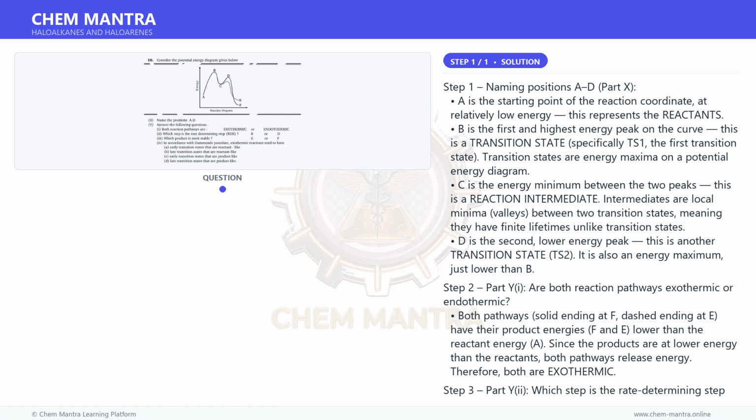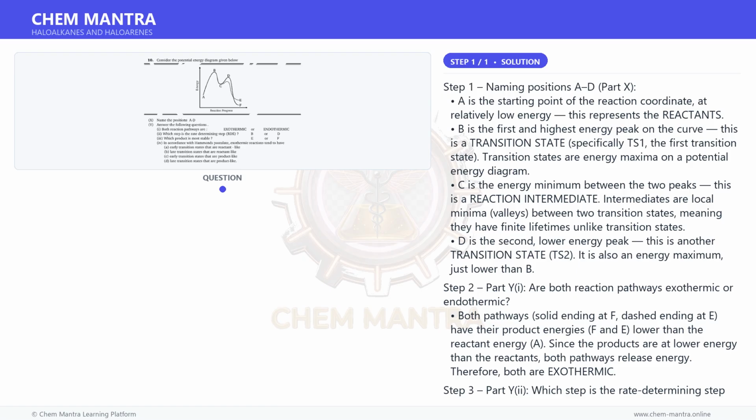Step 5 part Y. 4. Hammond's postulate for exothermic reactions. Hammond's postulate states that the transition state resembles the species, reactant or product, closest to it in energy. For an exothermic reaction, the products are at lower energy than the reactants, meaning the transition state is closer in energy to the reactants. Therefore, the transition state is reactant-like. Since the transition state is closer in energy to the reactants and occurs early along the reaction coordinate, this is called an early transition state.